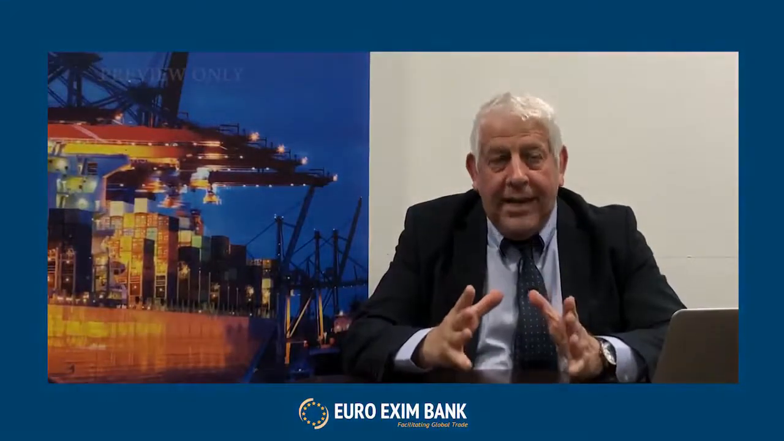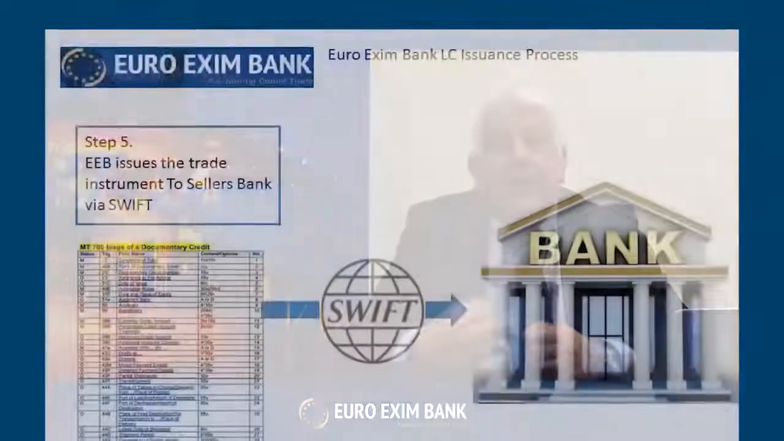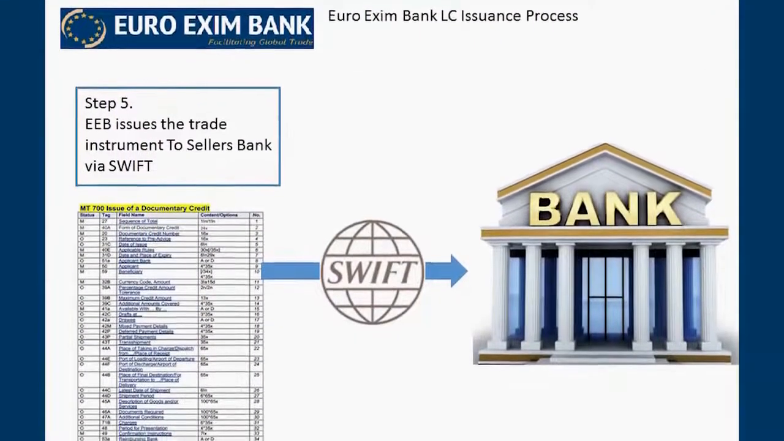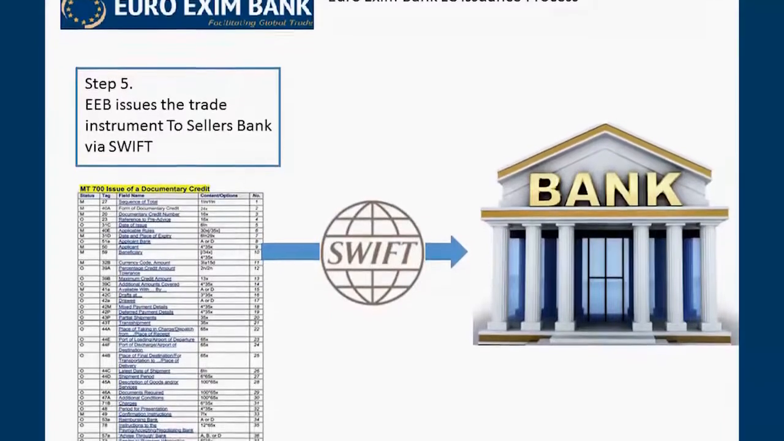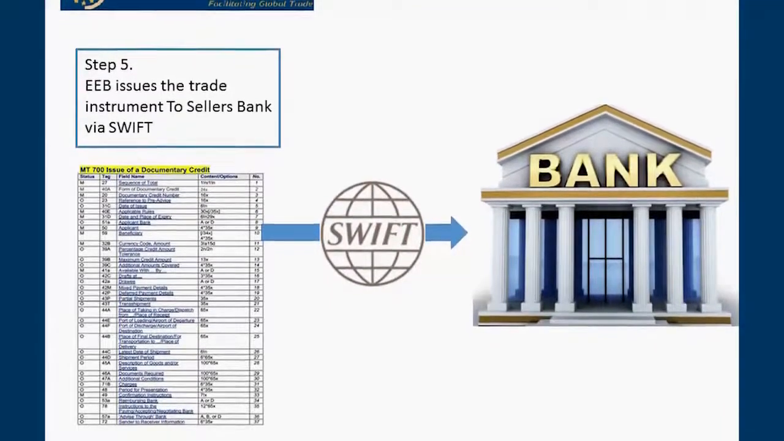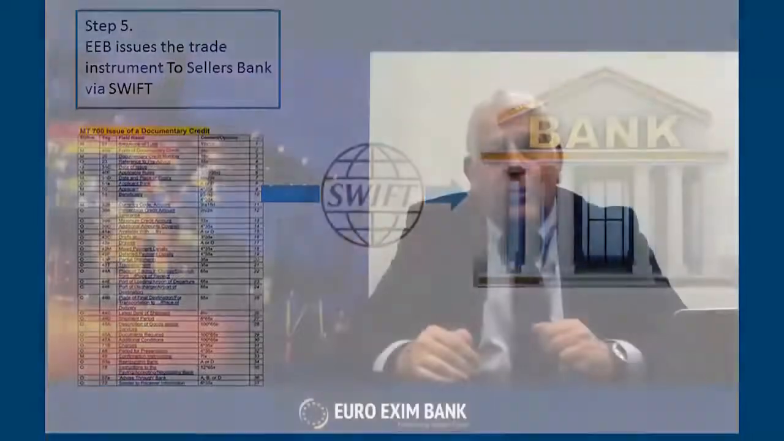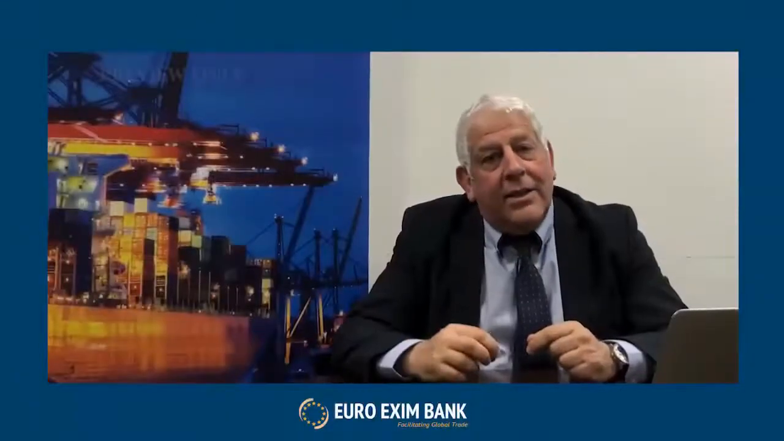Step 5, the issuance process. At this point, we take the created SWIFT message and send it through our counterparties to the bank of the beneficiary. And that is when the MT 700, 710 or 760 physically moves over the SWIFT network, instructing that this transaction is going ahead.